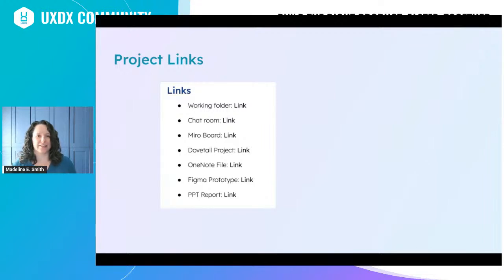Another section I always include in these documents is links. So a couple of these I also had up in that summary at the beginning, but really this section of my document can have, sometimes there's 10 different links here, depending on how many different tools you're using for this project. I always include the shared folder that we're all working from. If there's a chat space that we're using to talk about this project, if there's a Miro board or a Dovetail project, OneNote, Figma, PowerPoint, whatever these files are that we're working with, I want to make sure that the links are here and easily accessible. My goal here is to make sure that anyone who looks at this research plan can pick up and find the other information that they need.